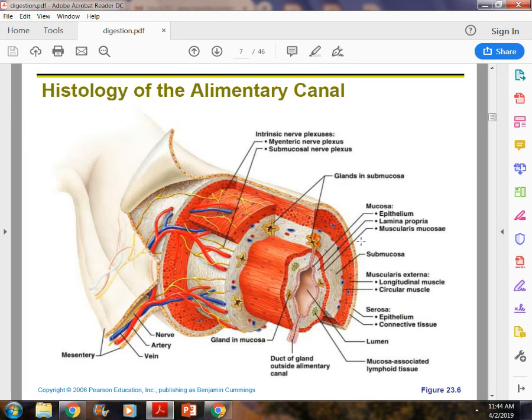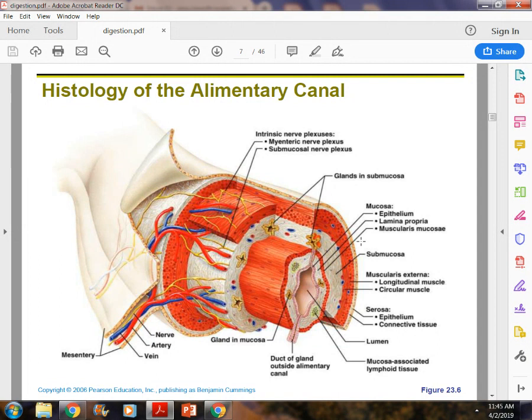This is the alimentary canal. That is the canal that runs from the mouth to the rectum or to the anus. This is what it looks like. You have the mesentery enclosure, which is a very thick, fatty layer, and then under that you have mesenteric arteries and nerves.